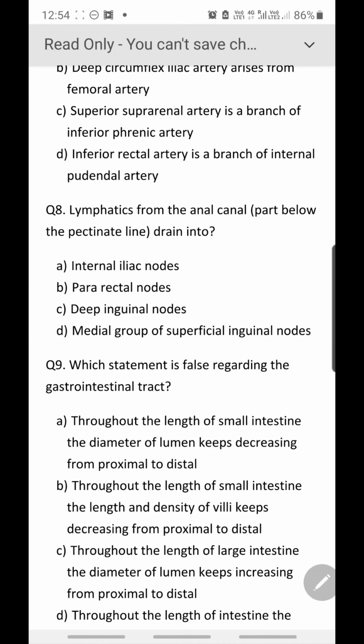Next question is, lymphatics from the anal canal part below the pectinate line drains into internal iliac nodes, pararectal nodes, deep inguinal lymph nodes, medial group of superficial inguinal lymph nodes. So, remember that pectinate line actually is like a watershed line. So, the area below this in the anal canal drains into the medial group of superficial inguinal lymph nodes, and the area above the pectinate line drains along with the rectal lymph vessels into the internal iliac lymph nodes. Okay.